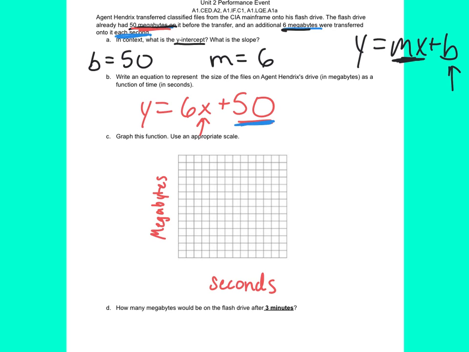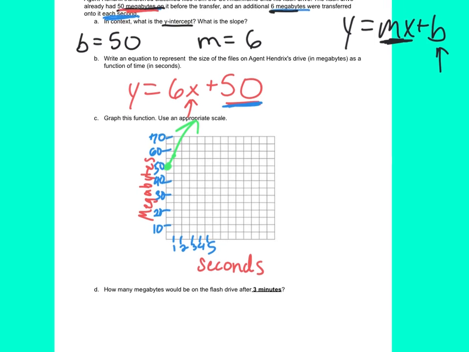So I might just go up by tens. So I'm going to do 10, 20, 30, 40, 50, 60, 70. Okay? And then for seconds, I might just do 1, 2, 3, 4, 5, 6. Just keep going. I'm not going to label all of them. So now, go up, put my b-axis on, which is on 50. My slope is up 6 over 1, so it's going to be like right about there. And I'm just going to draw a line.